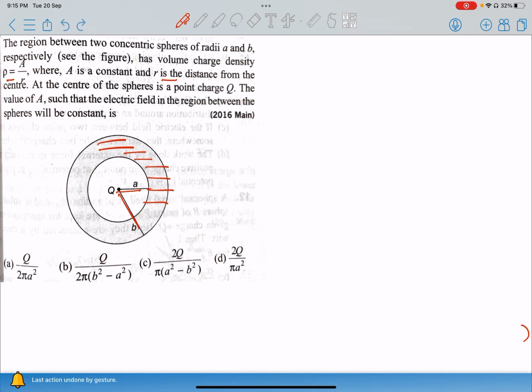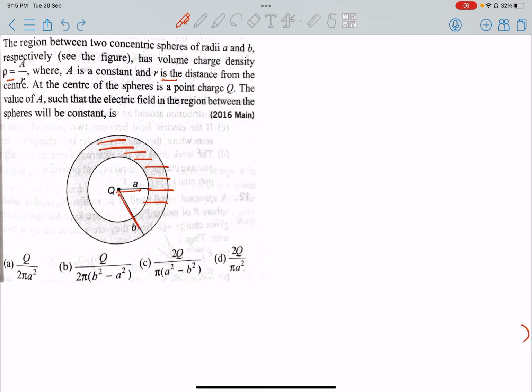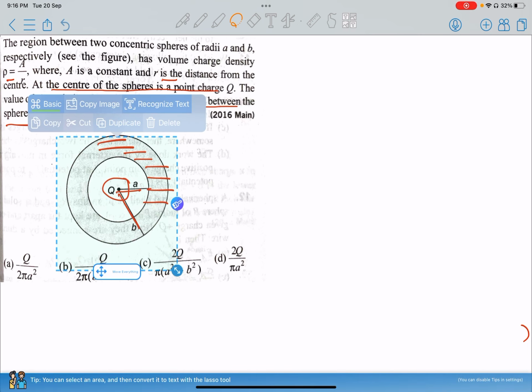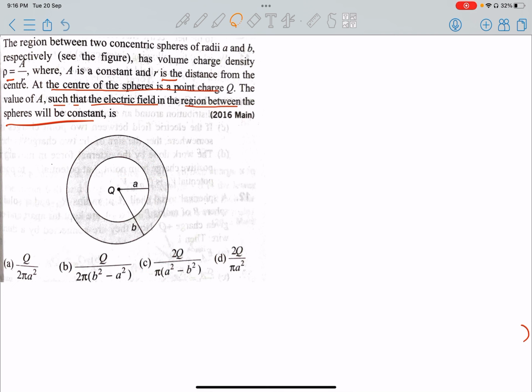What it says is that at the center of the sphere there is a point charge Q. Find the value of A such that the electric field in the region between the spheres is constant. So we have to find the A such that this field over here is constant. The field everywhere between the spheres is constant, so the field is constant, it is given.